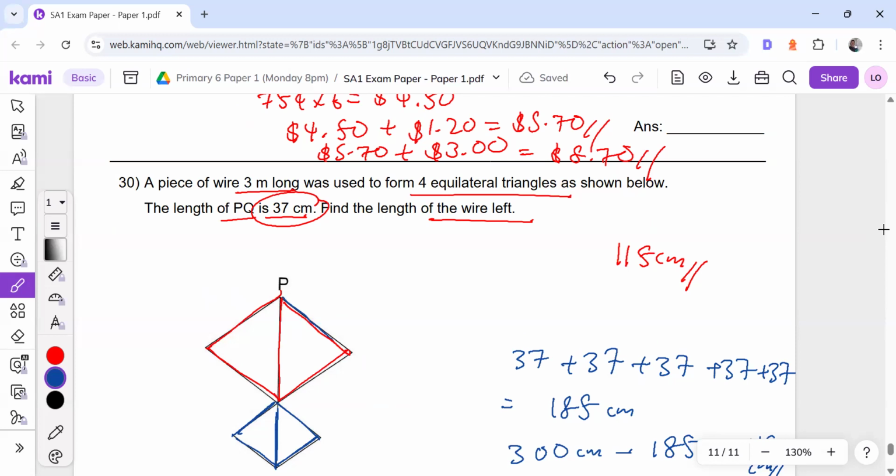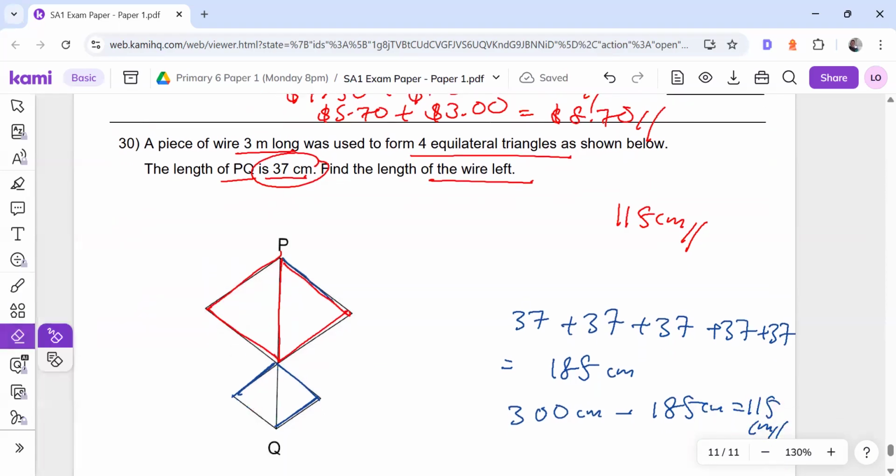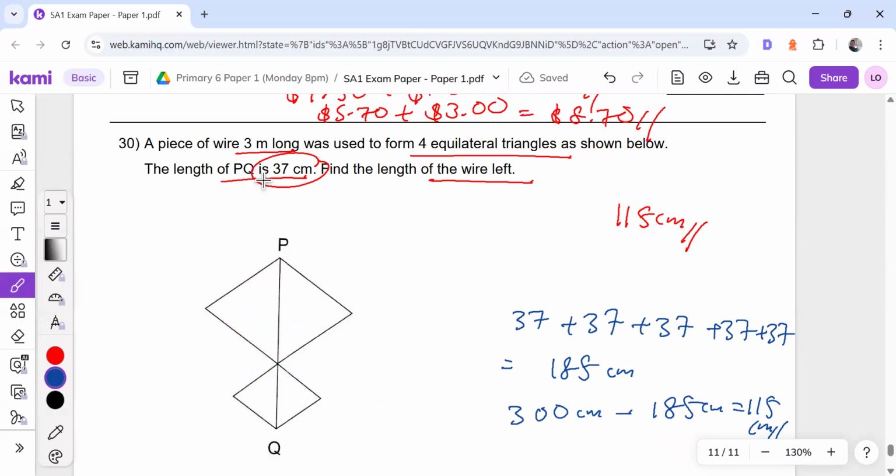Where do you get the 537 from? Okay, one more time. PQ, the length of PQ is 37 cm. Where is PQ? Here and here. I use different colors: one long line, one short line. Add together, 37. Clear? Then if you look carefully, equilateral triangles mean all the sides are equal.